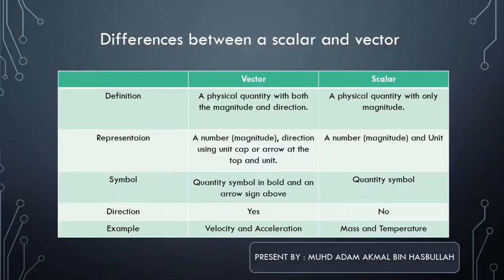Then direction. Vectors have direction while scalars don't have direction. Examples: vectors are velocity and acceleration, while scalars are mass and temperature.